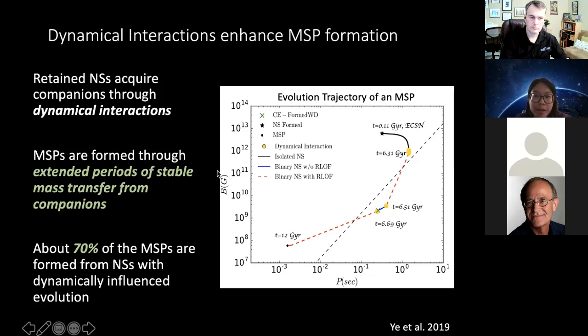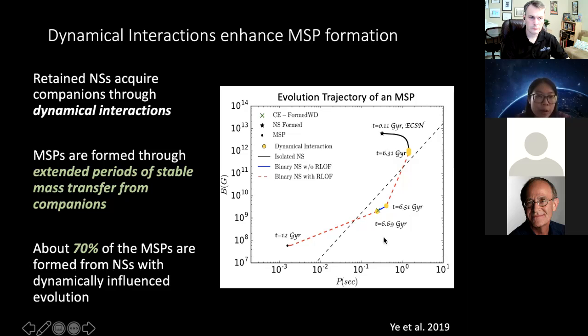In globular clusters, an isolated young pulsar can acquire a companion through stellar encounters, or binaries that are too wide to undergo Roche-lobe overflow can be tightened during dynamical interactions. And this is essential since millisecond pulsars are formed through extended periods of mass transfer, and that requires a companion star in a tight orbit.